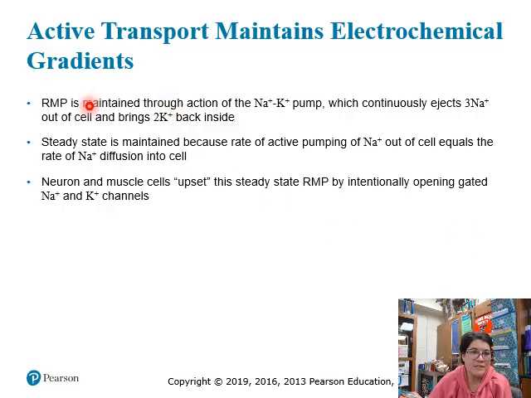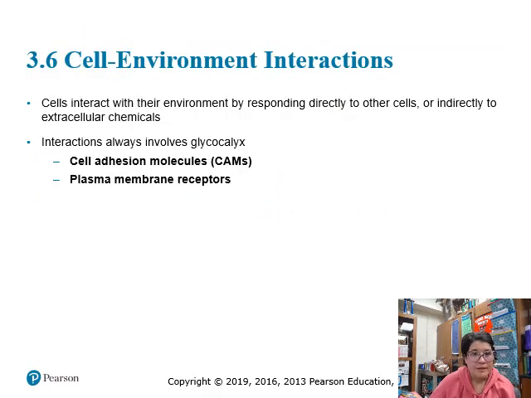Okay, so resting membrane potential stays the same because of the sodium-potassium pump, because it's putting out 3 sodiums and bringing back 2 potassiums, and that makes it uneven, and it makes it negative overall because you're only bringing in 2 potassiums, even though they both have the same charge. When you get a nerve impulse, then that's going to change. Okay, and you'll learn more about that later when you study the nervous system.